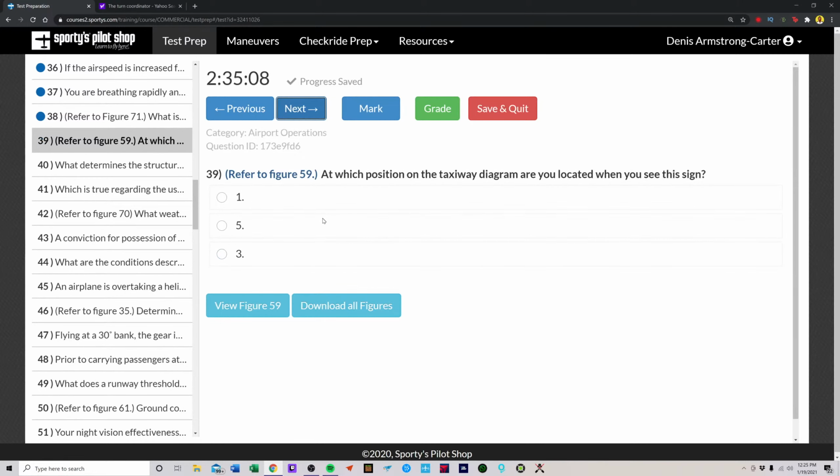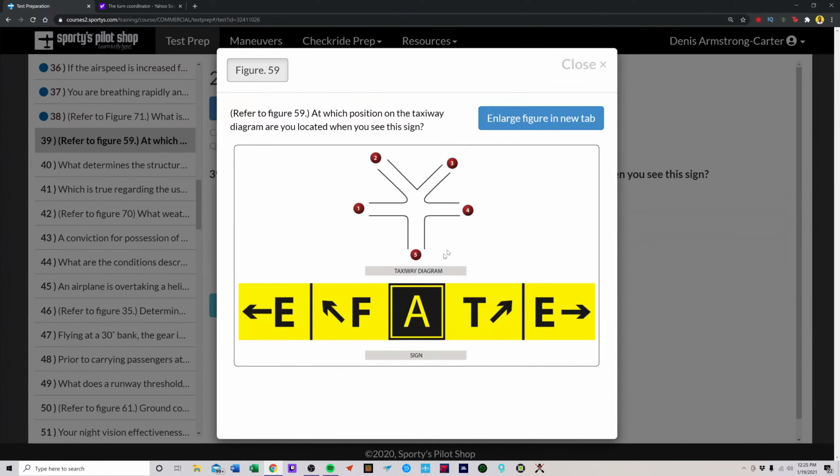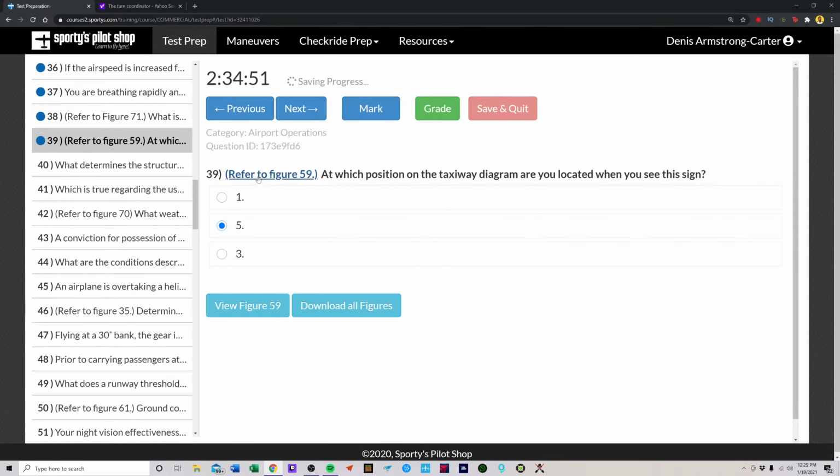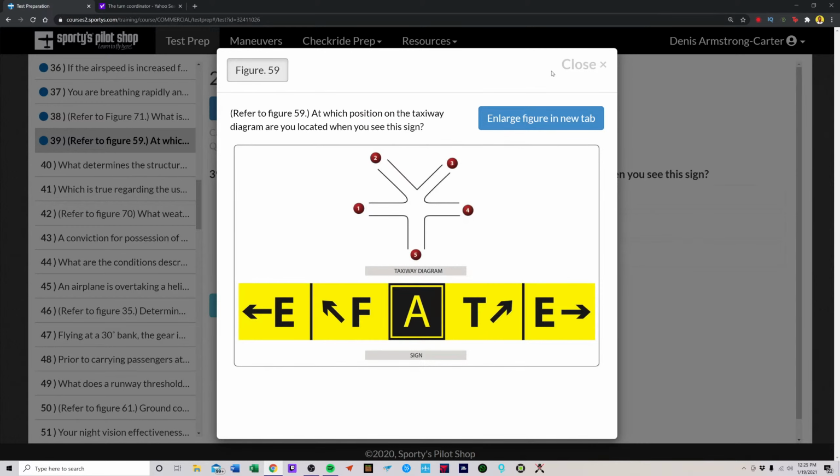So, there we go. At which position on the taxiway diagram are you located when you see the sign? You're here, you see the sign. You're on Alpha. You're currently on Alpha at the intersection, which I think was 5. 5, yeah.